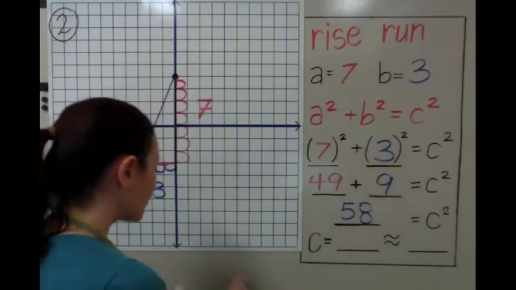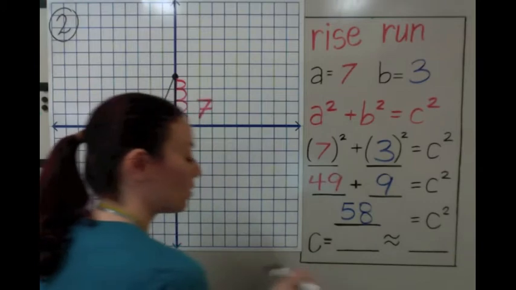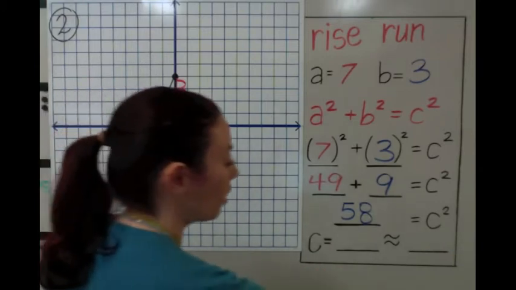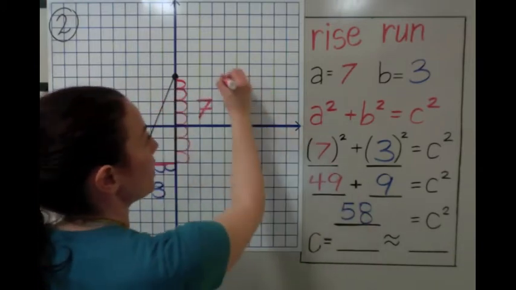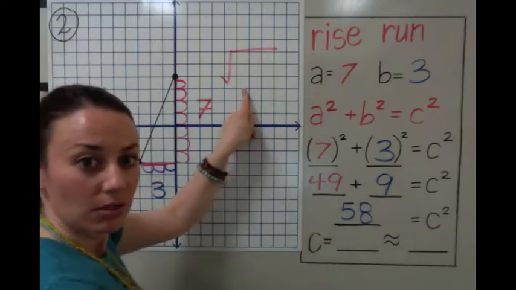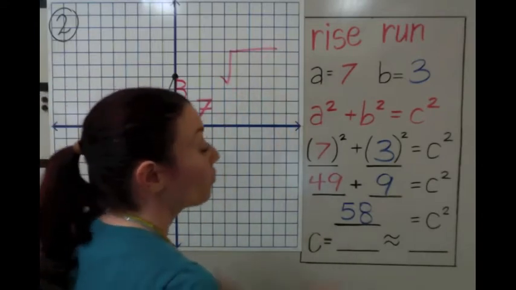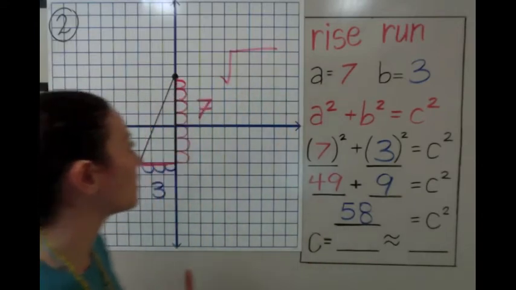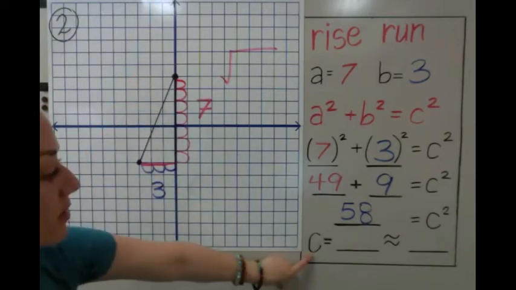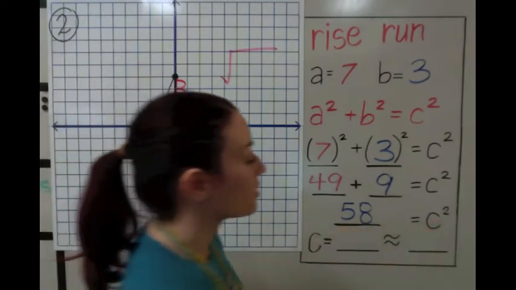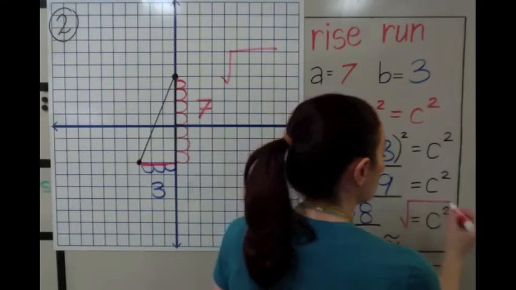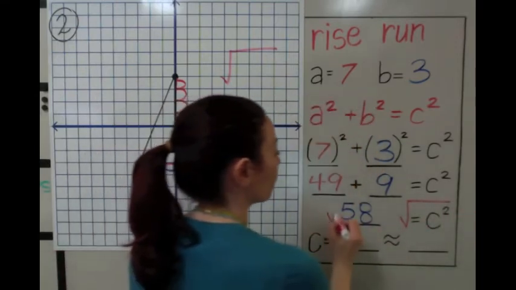All right. What's the last step? What do you have to do to both sides? You have to, what do you call this symbol? Tell me. What's this called? Square root. The reason why you have to square root it is because you're looking for what C is, okay? But you have C squared. So if you square root C squared, you end up with C.